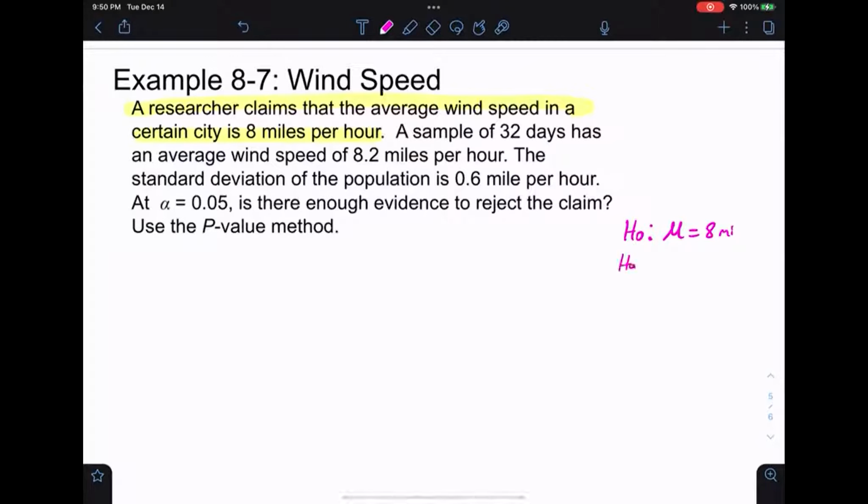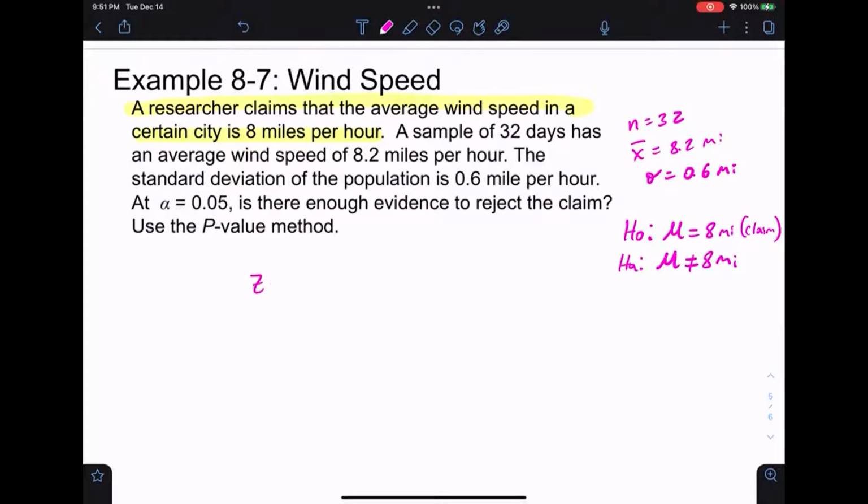So the alternative, this is the claim. The alternative is a sample of 32 has an average wind speed, X bar, of 8.2 miles, and the standard deviation of the population, that's sigma, is 0.6 miles. At 0.05, is there enough evidence to reject the claim? So not equal to 8 miles. So this is a two-tailed test, right?